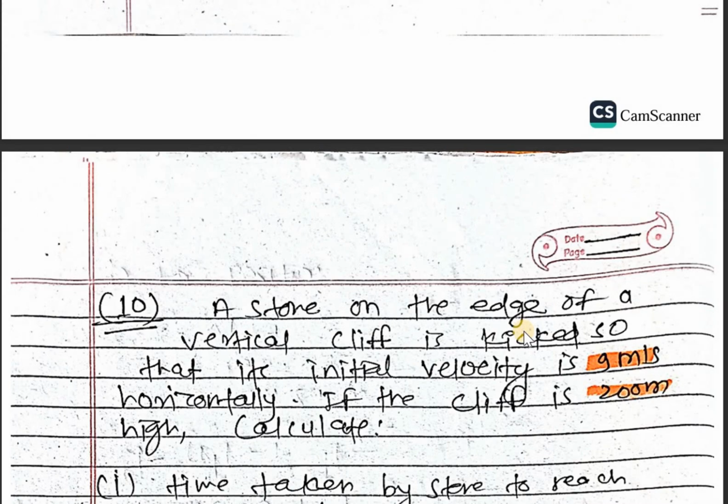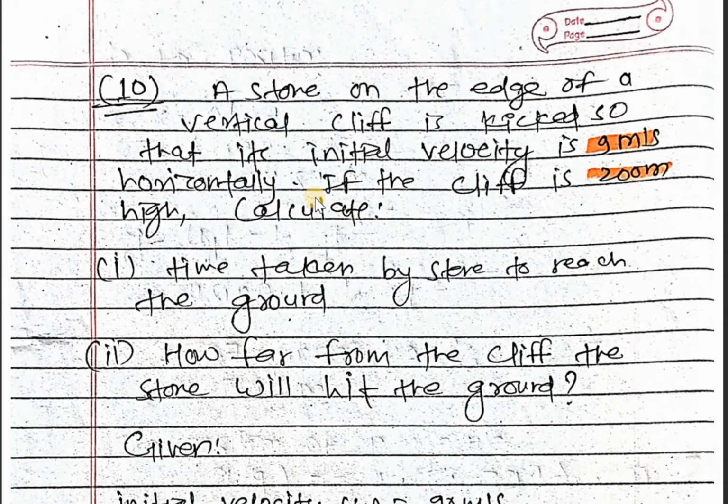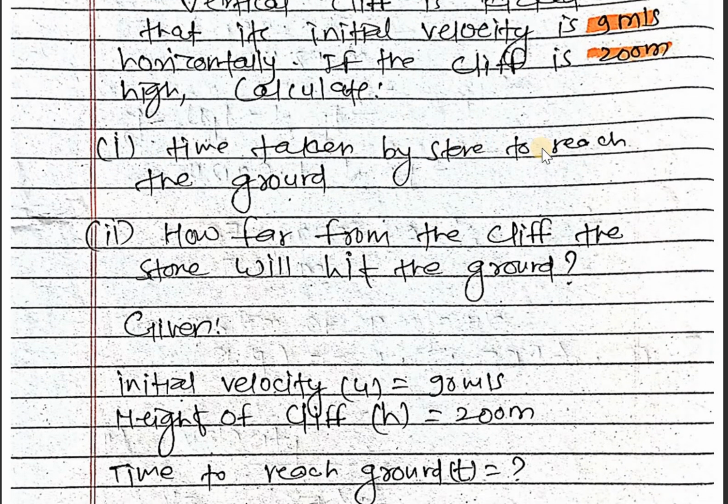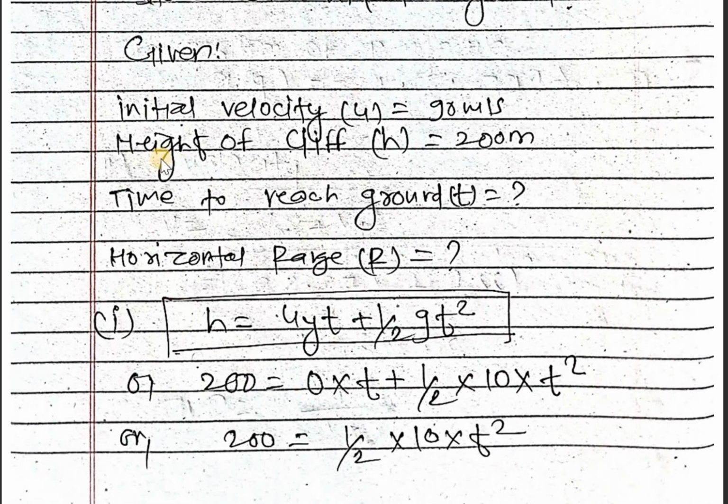This is the last problem of kinematics. A stone on the edge of a vertical cliff is kicked so that its initial velocity is 9 meter per second horizontally. If the cliff is 200 meter high, calculate the time taken by the stone to reach the ground. How far from the cliff will the stone hit the ground? Initial velocity 9 meter per second, cliff height 200, time to reach the ground we have to find, and horizontal range we also have to find.